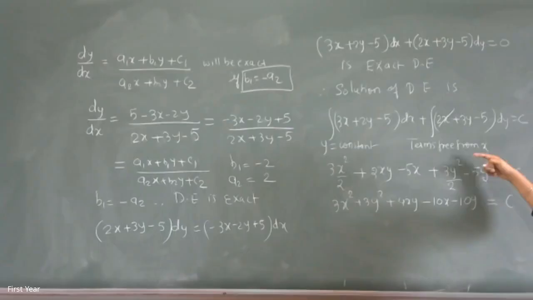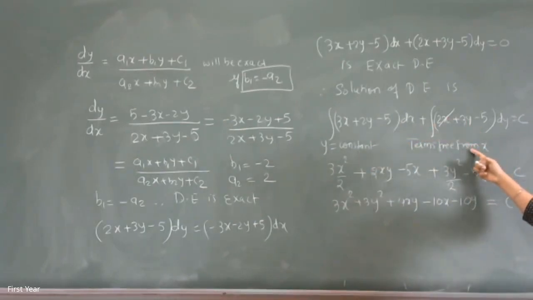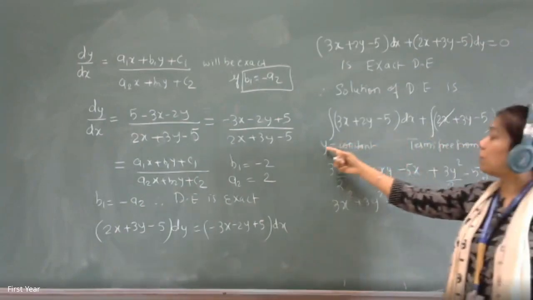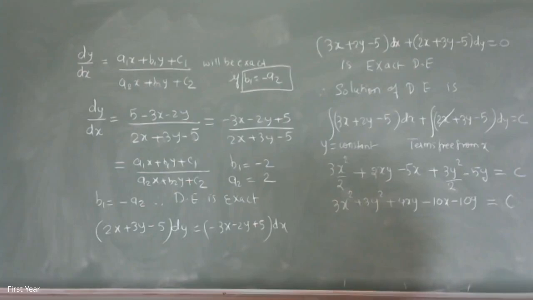y के साथ x का क्या करना है ये सोचना है, तो यहाँ पे ऑलरेडी y को कांस्टेंट दिया है, तो यहाँ पे terms free from x. If I would have said terms free from y, then I would have taken that x is constant. Okay?